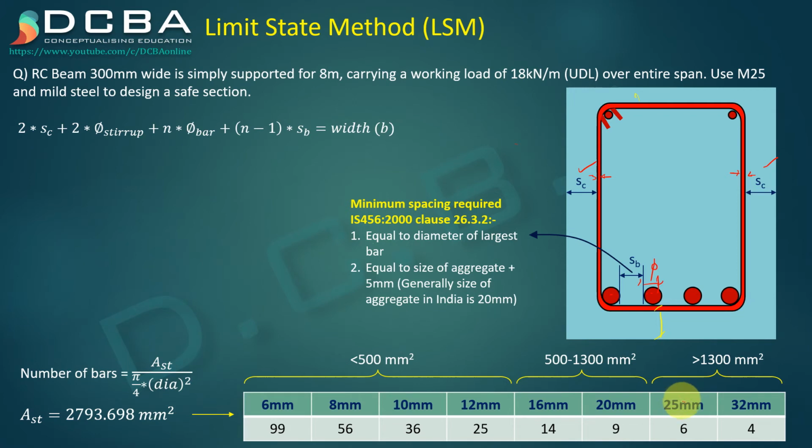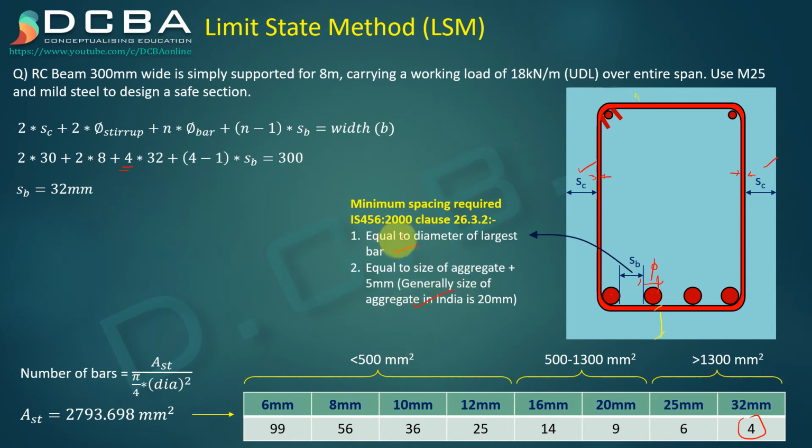Let us say, for example, I am taking 32 dia bar for my beam and it gives me 4 numbers. So 2 into 30, which is side cover, plus 2 into 8, which is stirrup, plus 4, which is number of 32 dia bars, into 32, plus 4 minus 1, which is 3 into spacing, it should be equal to 300. From this I can find my SB. SB comes out to be 32 mm exactly.